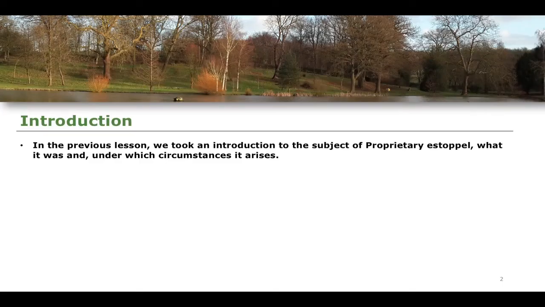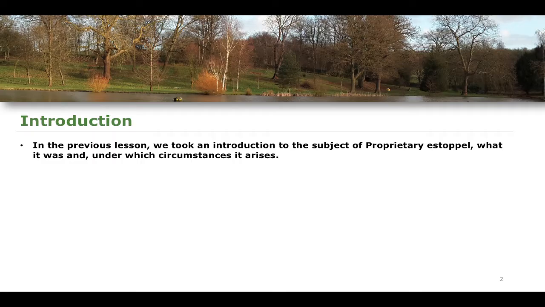Now, the previous lesson simply took an introduction to the subject of proprietary estoppel, essentially looking at what proprietary estoppel is, the relationship between proprietary estoppel on the one hand and promissory estoppel on the other, understanding that it of course exists as a sort of subset of promissory estoppel, but only when it comes to an estoppel relating to a proprietary interest, a proprietary right.